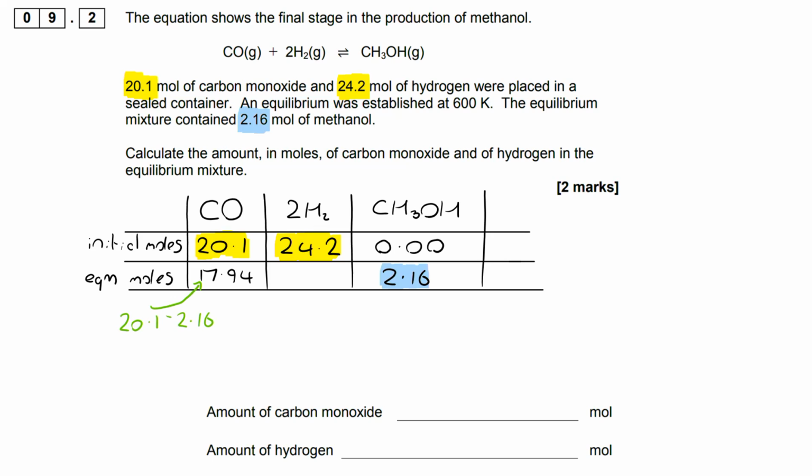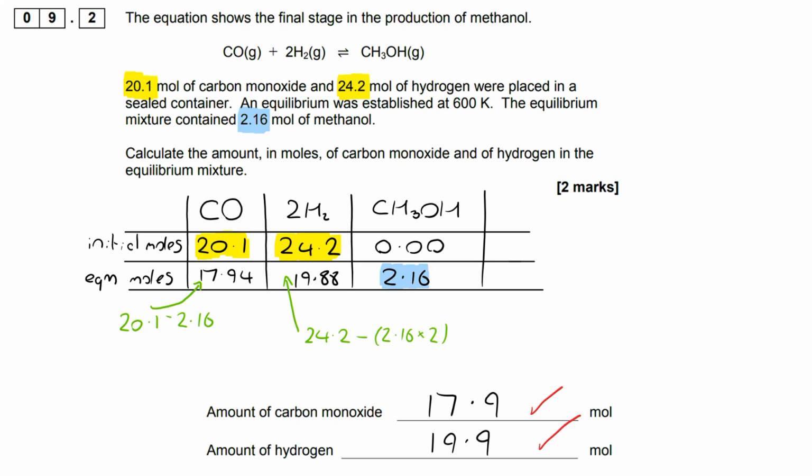So I'm going to work out my equilibrium moles of carbon monoxide. 1 mole of carbon monoxide makes 1 mole of methanol. We have a 1-to-1 ratio within the equation. So if 1 mole makes 1 mole, 2.16 moles makes 2.16 moles, and therefore we subtract 2.16 from 20.1, and that's where that number comes from.